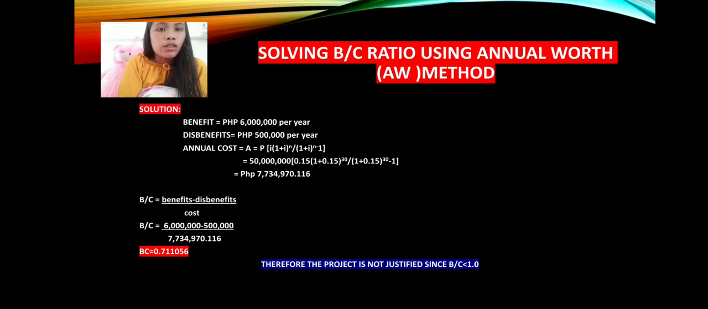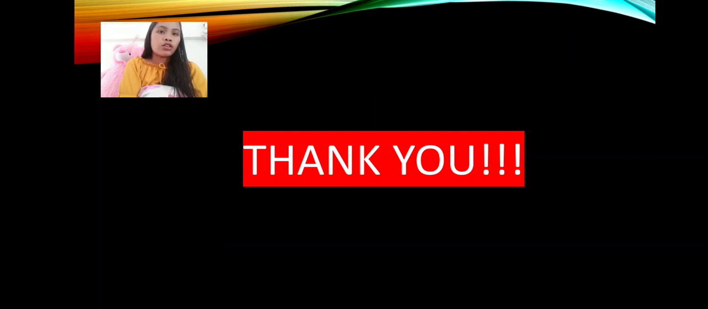So, 6 million minus 500,000 divided by 7,734,970.116 is equals to 0.711056. Therefore, the project is not justified since benefit cost is less than 1.0. That's all. Thank you.